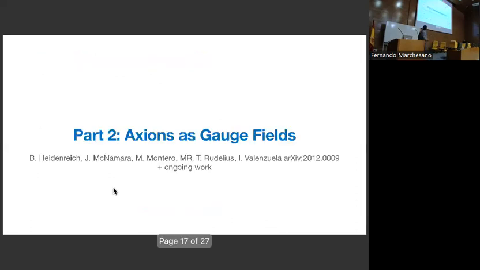Okay, that was part one of the talk. Part two, I want to say a few words about axions as gauge fields. I'll say a little bit more about this actually tomorrow, also when I give a colloquium. This is partly based on the paper that I wrote with Ben, Jake, Miguel, Tom, and Irene on Chern-Weil symmetries back at the end of 2020.